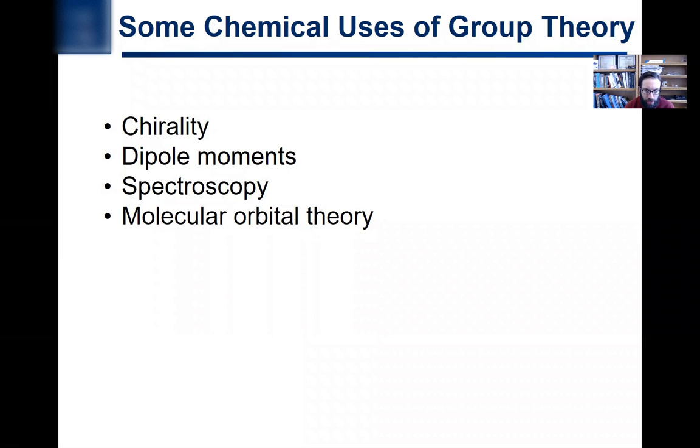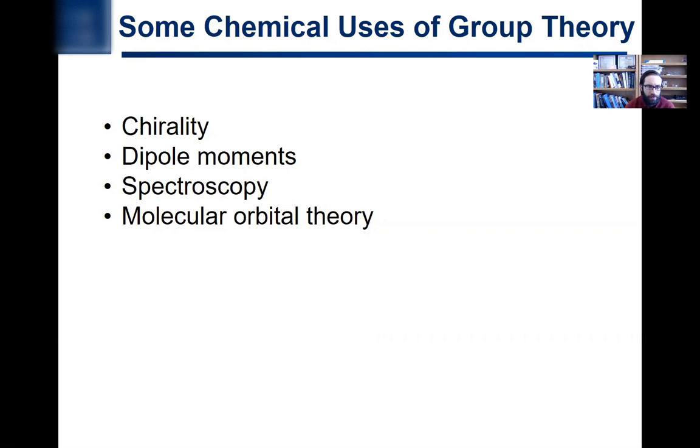These two uses are very straightforward to use. You just need to figure out what the point group is, and then you kind of have all the information that you need. They're kind of limited, of course. There's a lot more to chemistry than these two concepts.